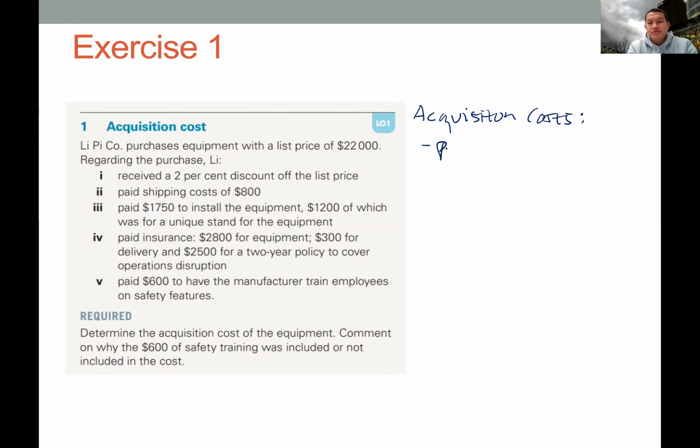So the purchase price is 22,000, but the company has a discount, so we should exclude the discount. So 2% times 22,000. This one should be 21,560.